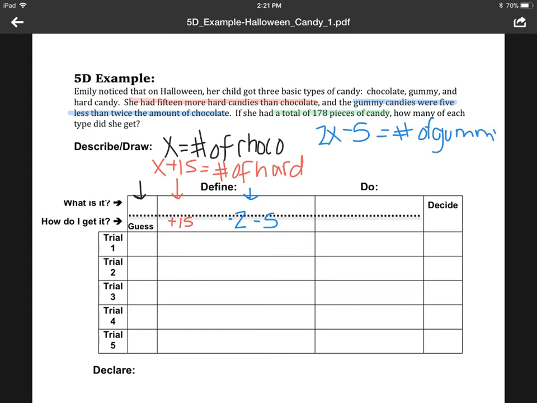So I'm going to go ahead and start a new slide, and I'm going to show you how this all comes together. All right, so I brought over the important information. We have x is chocolate, x plus 15 is the hard candies, and 2x minus 5 is the gummy. The final piece of information is what ties it all together, and that's the total of 178 pieces of candy.